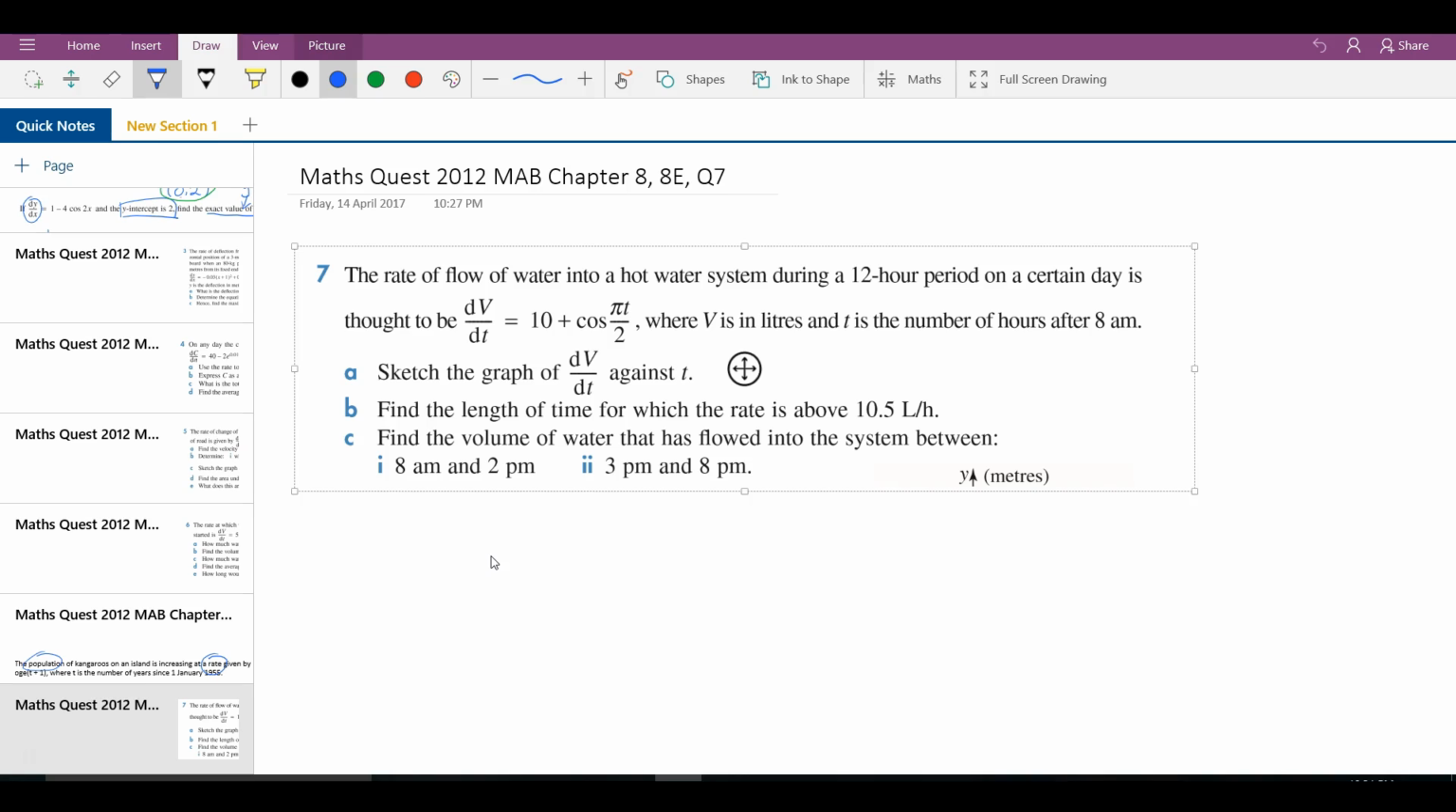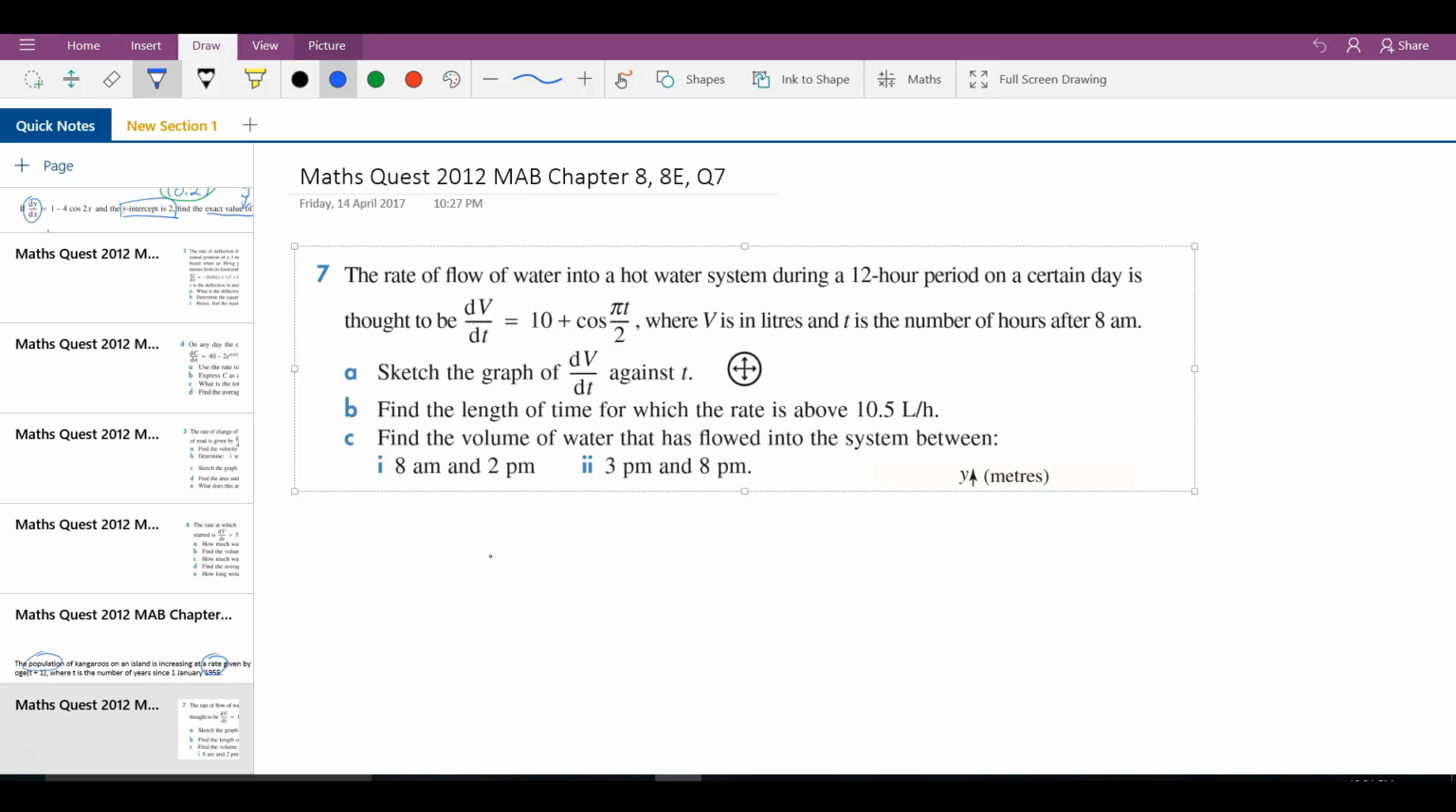It says the rate of flow of water into a hot water system during a 12-hour period on a certain day is thought to be dV/dt, the rate of change of volume with respect to time, equal to 10 plus cosine of pi t over 2, where V is in liters and t is the number of hours after 8 o'clock in the morning.